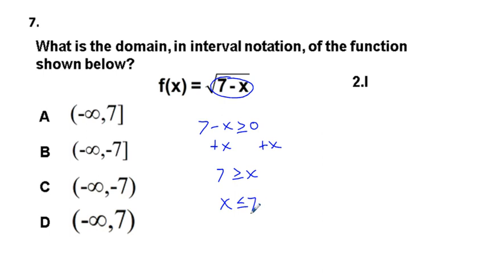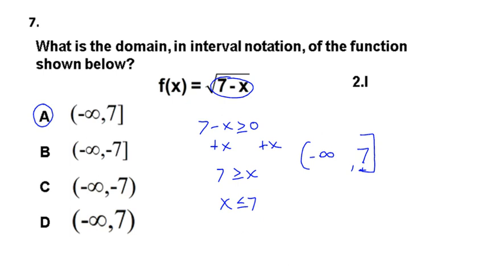In interval notation, this 7 becomes bracketed on the right side, and we're coming from negative infinity, so it's going to look like this right here. And where do we see that? Answer choice A. Very easy to graph this function as well.